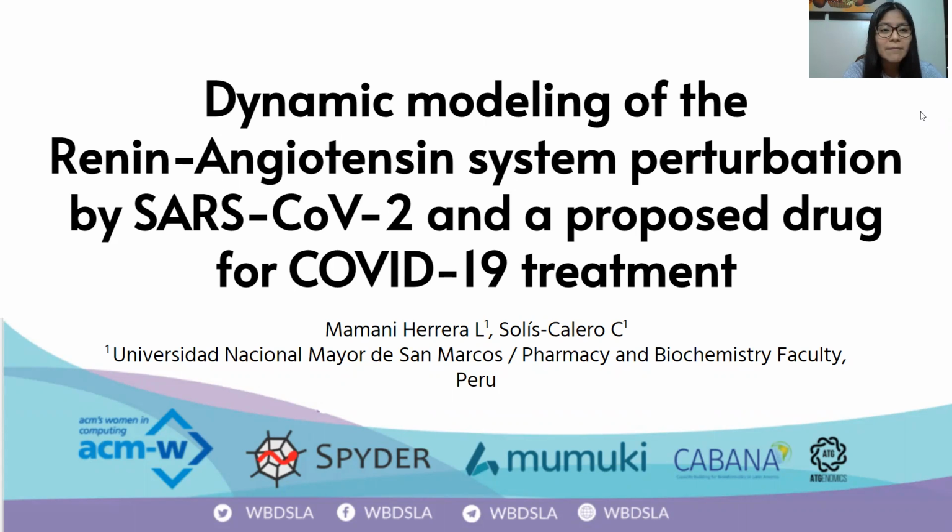I study at the Pharmacy and Biochemistry faculty, and here I present the dynamic modeling of renin-angiotensin system perturbation by SARS-CoV-2 and the proposed drug for COVID-19 treatment.